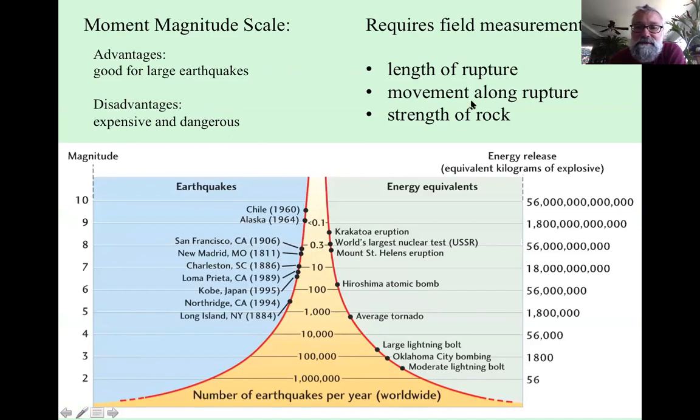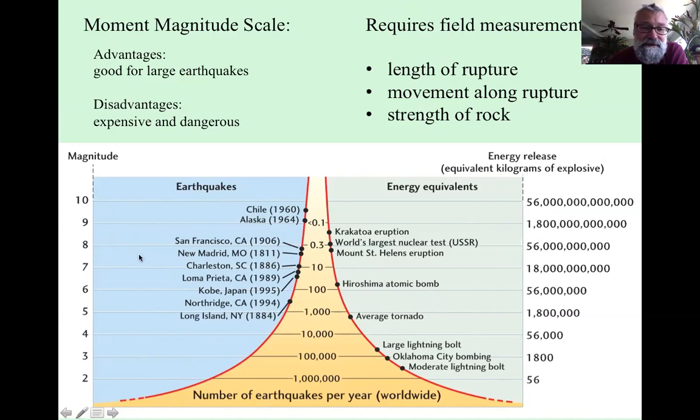How much movement was there along the rupture? Physically, did it move a foot or did it move 60 feet? And what's the strength of the rock around it? Is it a very strong rock, which would obviously create a greater force to break? Or is it a relatively weak rock, which will break relatively easily? Once you get all those measurements, then you can determine how much energy was released in the earthquake. And using the same scale we looked at before, knowing the amount of energy, then we can peg it at exactly where it is on the Richter scale.